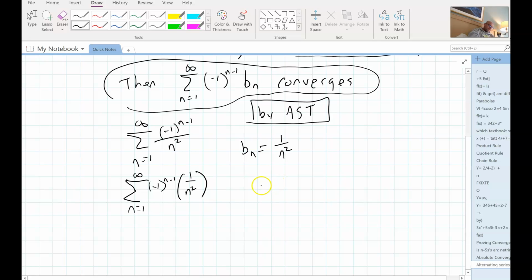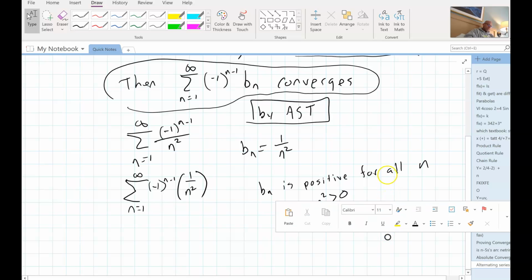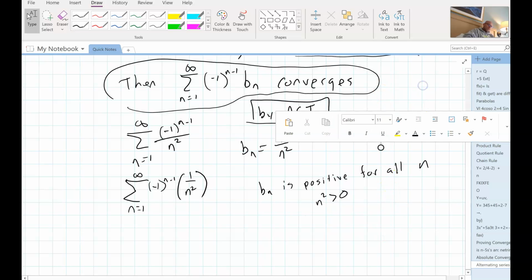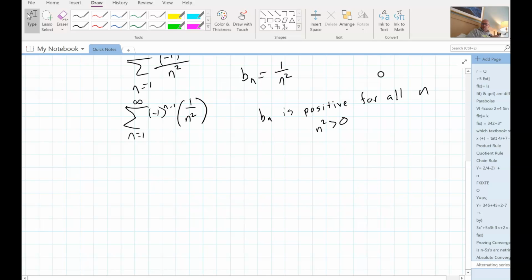So first of all, b sub n is positive for all n, because n squared is always greater than 0, right? So that's the first step. I showed that it was positive. Second step is to show it's decreasing. How could I show it's decreasing?